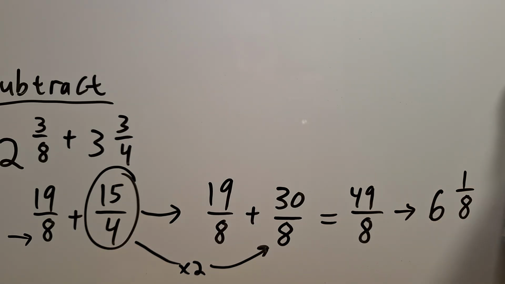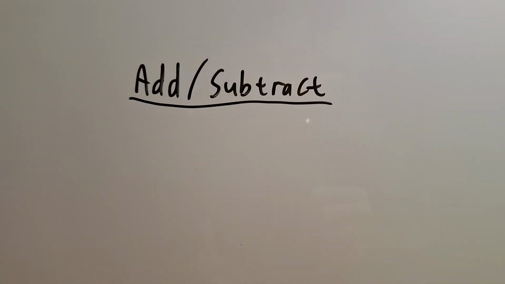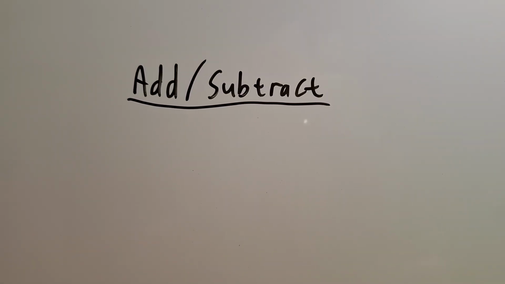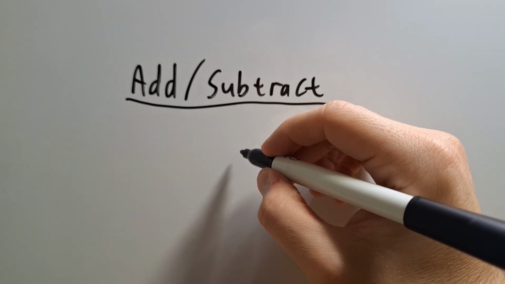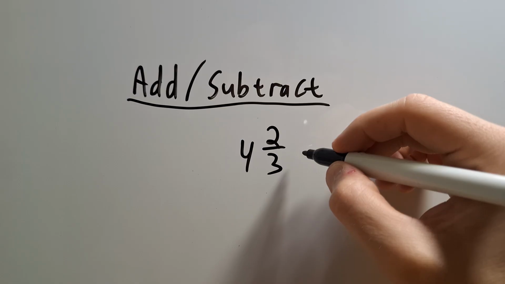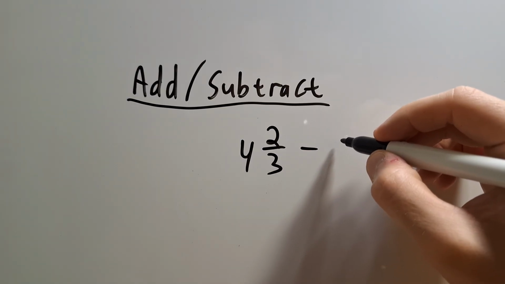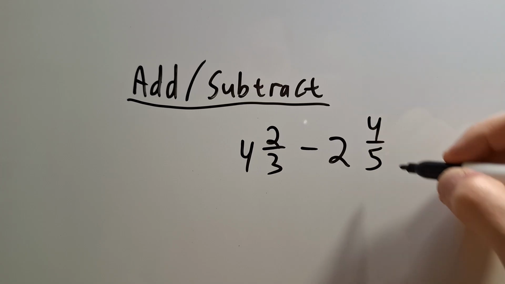Now let's take a look at an example of when we are subtracting. And if you get a negative fraction, it can happen. It's not very common, but just double check your work and make sure that you're doing the right conversions and the proper steps. Let's subtract 4 2/3 with 2 4/5.